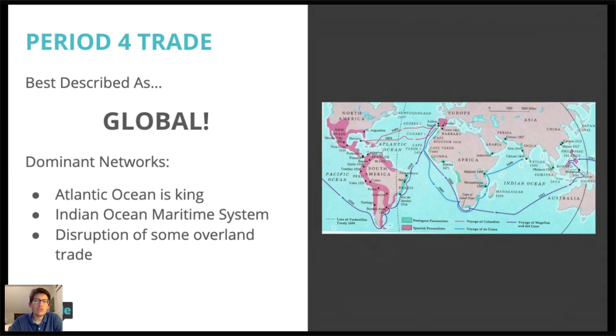There is some disruption of overland trade. The Silk Road will start to fall into disuse. But there still will be some trade over the Silk Roads. There still will be some trade over the Trans-Saharan networks. There still will be trade over overland networks. But this is really where maritime trade takes off, and we start to leave overland trade behind.